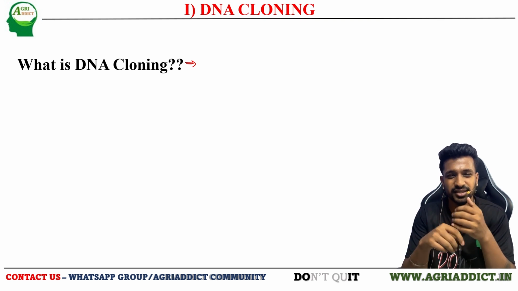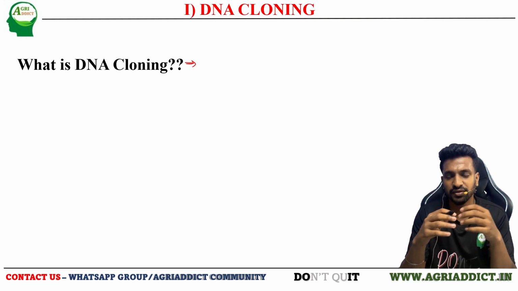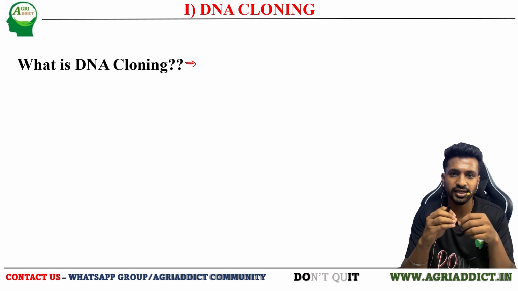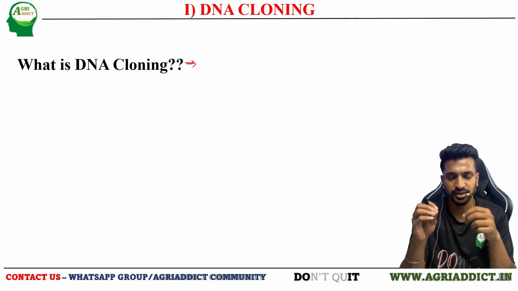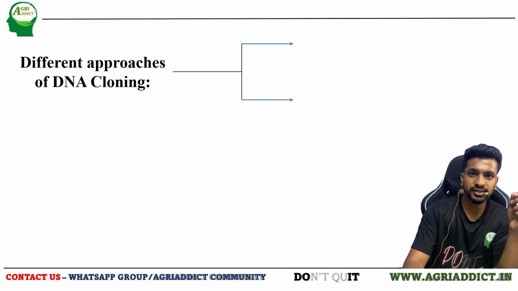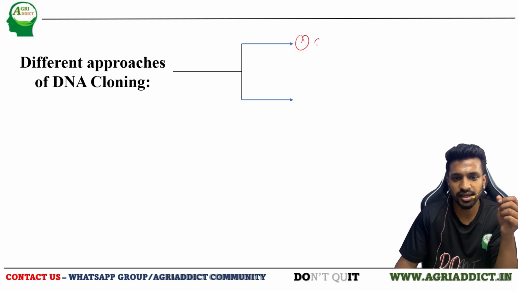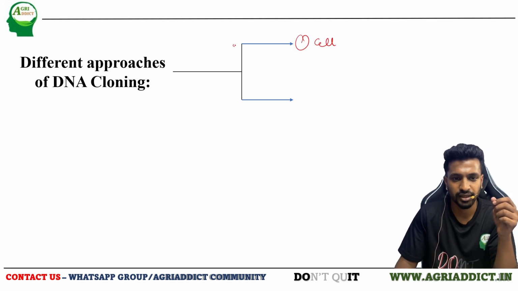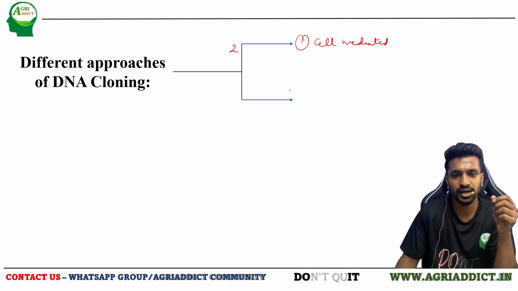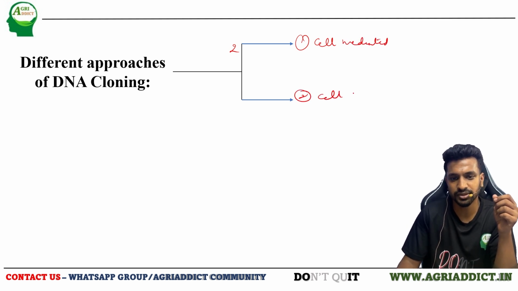Okay. Next, coming back to DNA cloning, I told you what DNA cloning is. DNA cloning is nothing but the multiplication of a desired DNA sequence or a target gene. That is what DNA or gene cloning means. So how is gene cloning or DNA cloning done? It is done by two different approaches mainly. What are the two approaches? One is the cell mediated approach and the second one is the cell free approach.